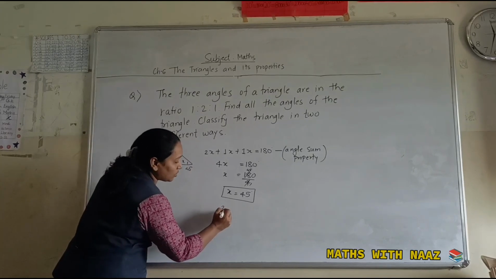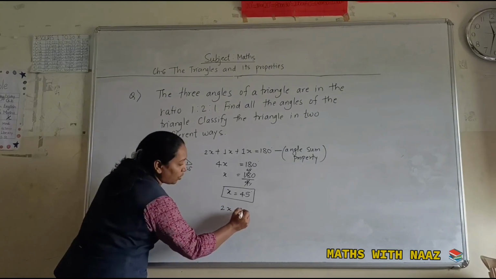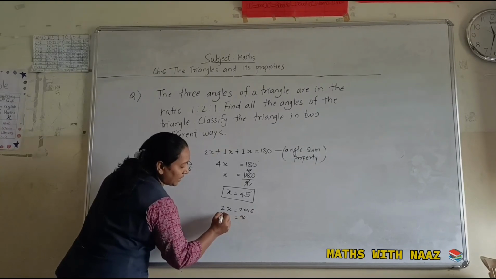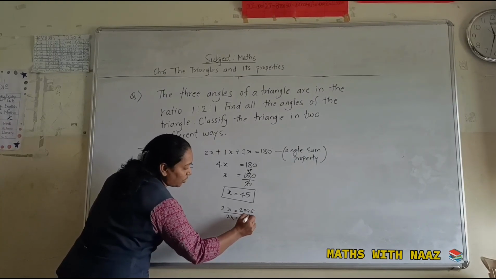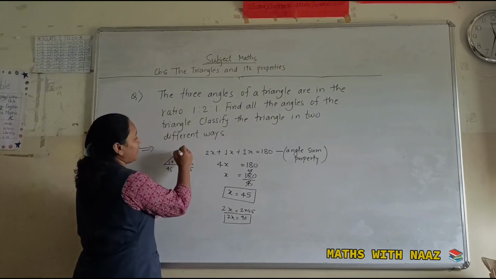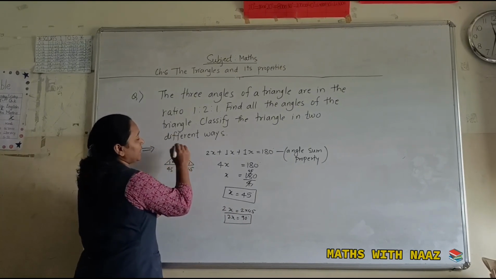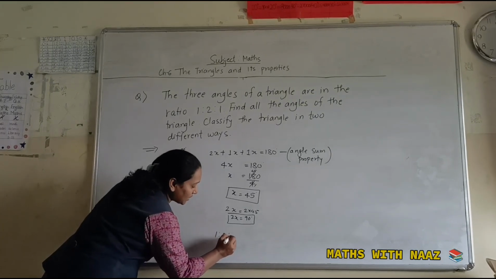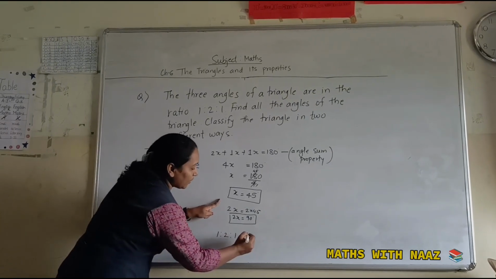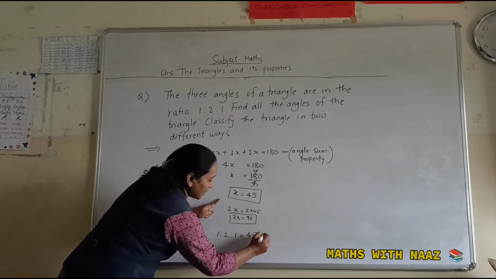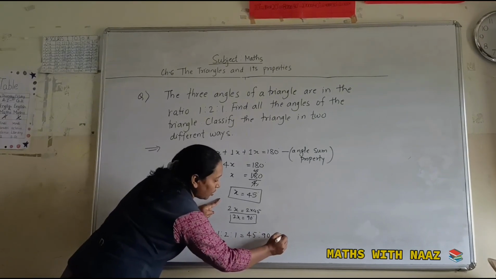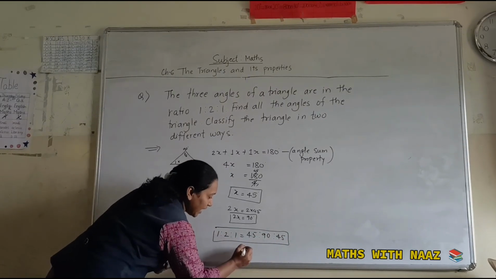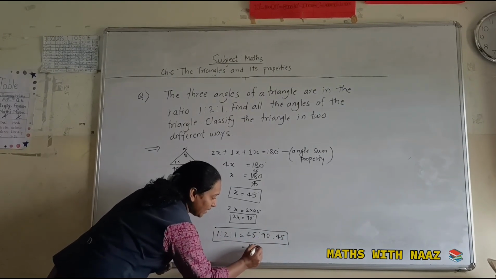Now about 2x. 2x is equal to 2 into 45. So it becomes 90 degrees. 2x is equal to 90 degrees. So this angle will become 90 degrees. In this way we find the ratio 1:2:1 will be 45, 90, 45 degrees. If you do the total of these angles, it will give you 180 degrees.